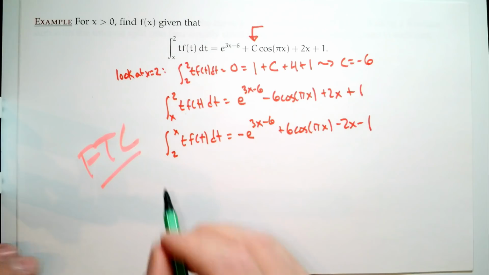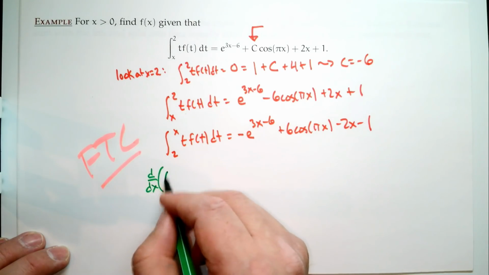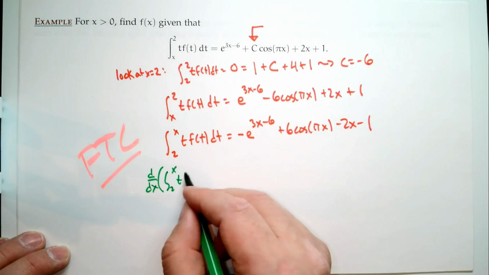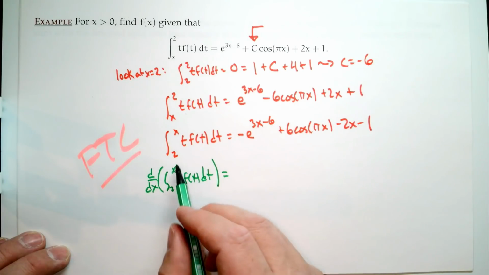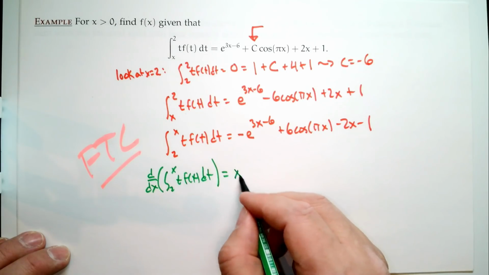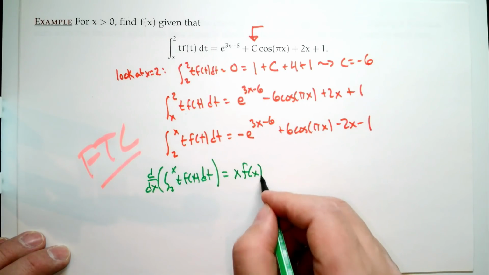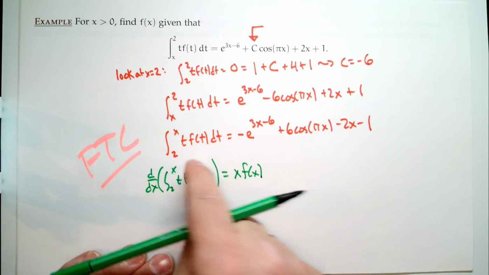What's the derivative of the integral from 2 to x of t f of t dt? Well, the answer is you take this x and you plug it in for t. So that's x times f of x. The constant down here means that there's no second part. Well, so that's the derivative of the left-hand side.